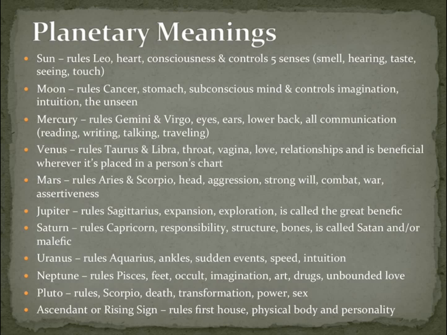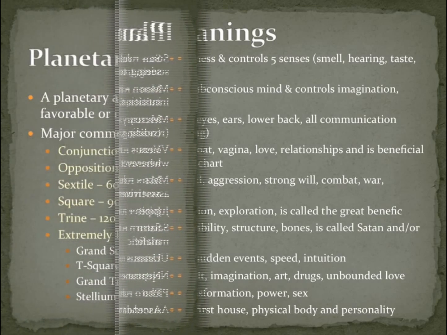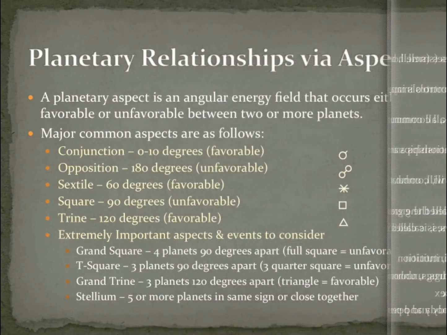The takeaway here is that if an astrologer knows a person's rising sign, their sun sign, and their moon sign, this is called the primal triplicity, a seasoned astrologer will know what a person will look like, how they consciously see the world, and how they subconsciously feel the world even before they meet. That's the power of astrology. This concludes my lesson on planetary meanings. Next, I'll discuss planetary relationships via aspects.